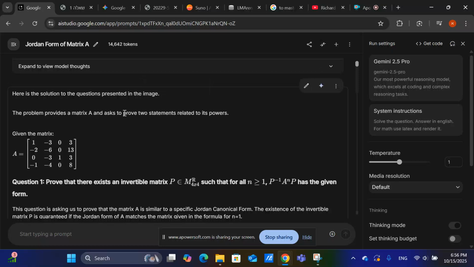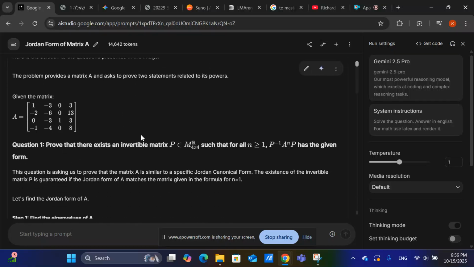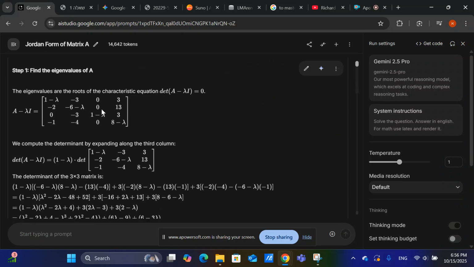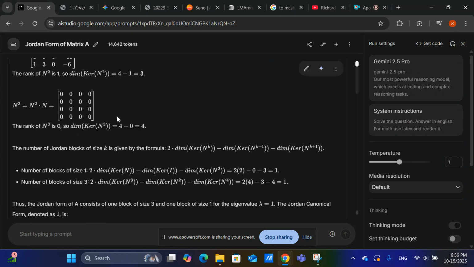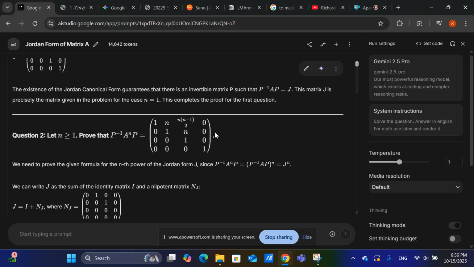Okay, so we have a question. A question that tells me that I need to prove that we have an invertible matrix P such that P^(-1) A^n P equals a certain matrix, which is this one. I need to prove that the matrix shown above, and I will show you, there is an invertible matrix such that it equals this one.